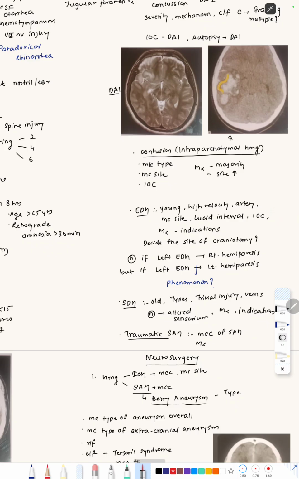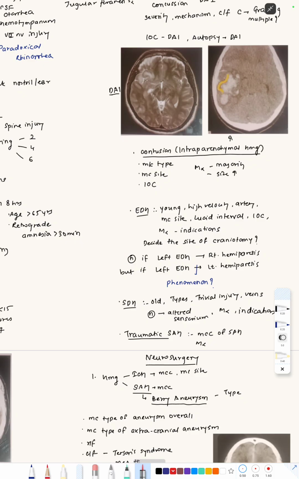The indications for craniotomy are if the clot size is more than 25 cc, if the clot thickness is more than 1.5 cm, more than 5 mm of midline shift, and GCS of less than or equal to 8. To decide the site of craniotomy, NCCT is done, or if it is not available, then it should be done on the side of the mid-dilated or dilated pupil. Normally, it is seen that if a left-sided EDH is present, right-sided hemiparesis happens, that is contralateral.